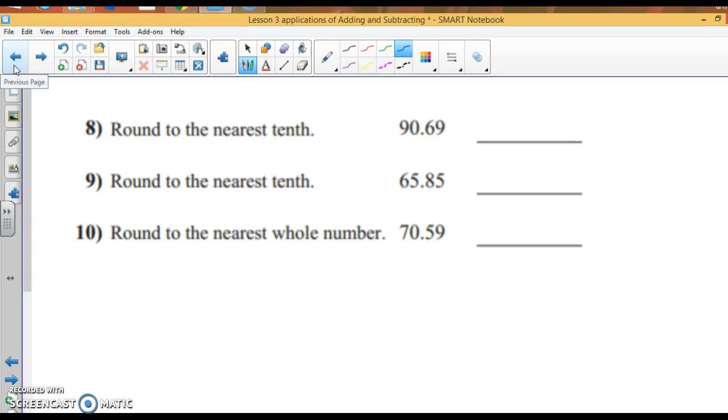Round to the nearest 10. There's the 10th place. 9, 5 or above, give it a shove. This is going to be 90.7. This one's rounding to the tenths also. 5 or above, give it a shove. So 65.9. Round to the nearest whole number. The 70, the 5 is to the right of it. That's going to round up to 71.